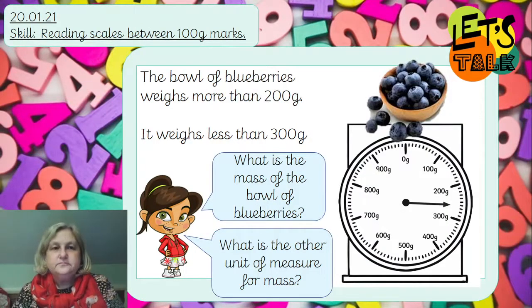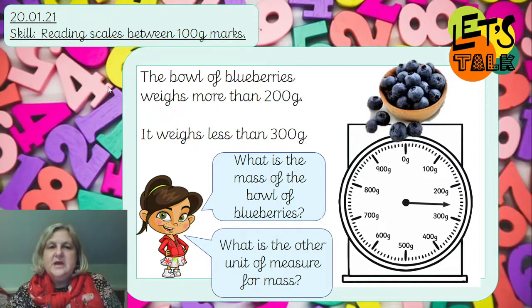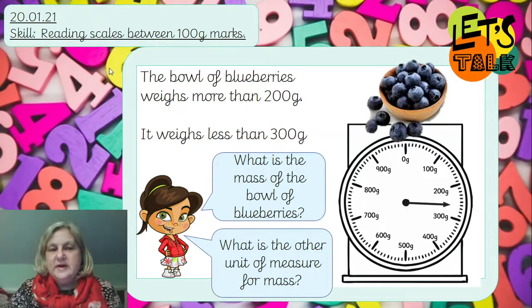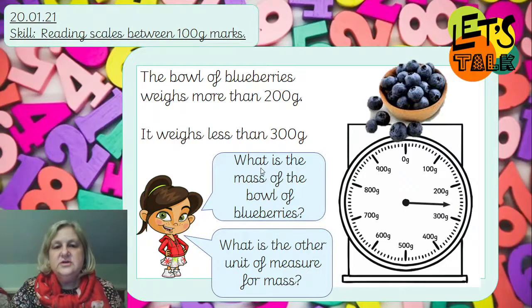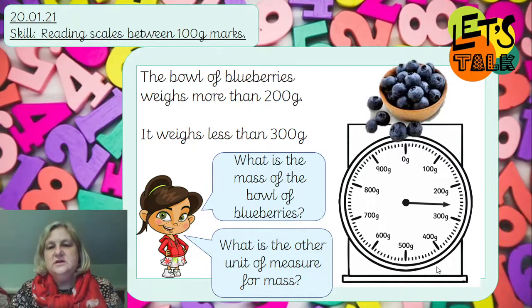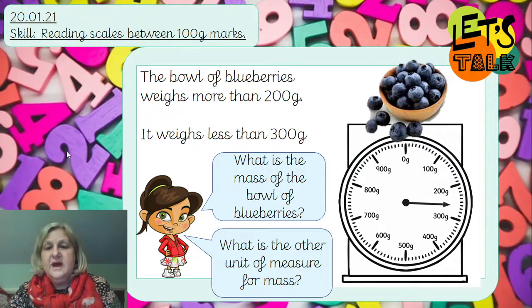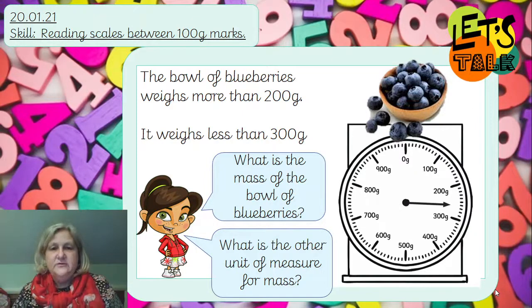Okay, so reading scales today between 100 gram marks. So when you're reading scales, you're going to work out these intervals, these gaps in the scale, because you're going to have it pointing midway. So we'll have a little look at that, and meanwhile you can have a talk about this. So have a little talk out loud, see if you can answer the questions and work out how we would manage to do this, work out exactly how heavy this bowl of blueberries is. Okay, so have a little talk with somebody there or speak out loud.